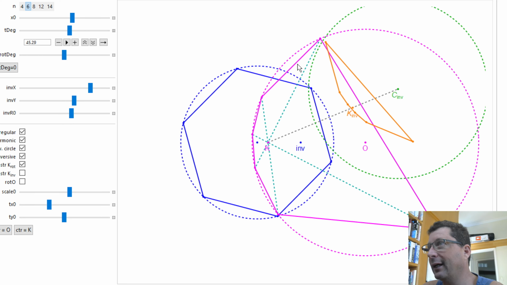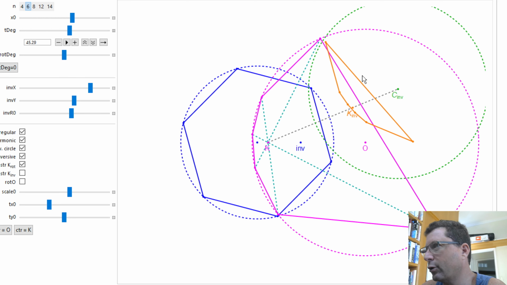Now, since the pink is an inversion with respect to a regular polygon, and the orange is an inversion of a harmonic polygon, you can compose these two inversions and claim that the orange polygon is really the fruit or the byproduct of the composition of two inversions.